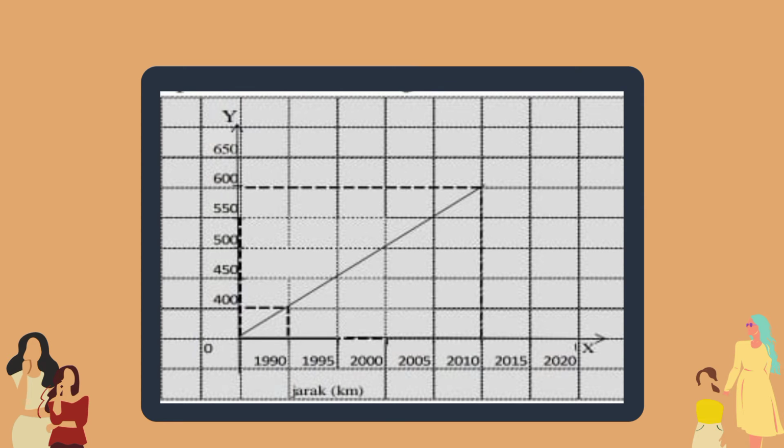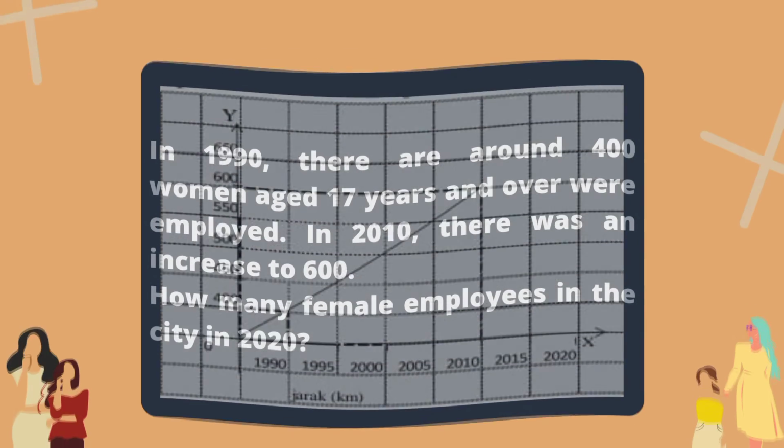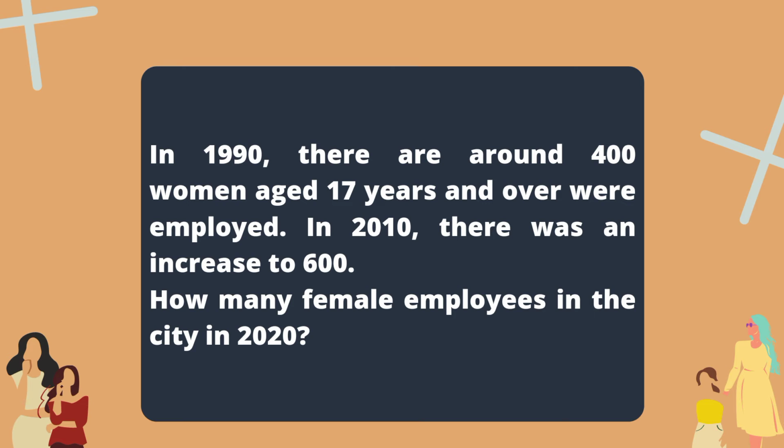Okay, so this is the graph that illustrates the problem. As we can see, there is a horizontal line and a vertical line. The horizontal line is x and the vertical line is y. It also says that in 1990, there were around 400 women aged 17 years and over employed. In 2010, there was an increase to 600. How many female employees are in the city in 2020?